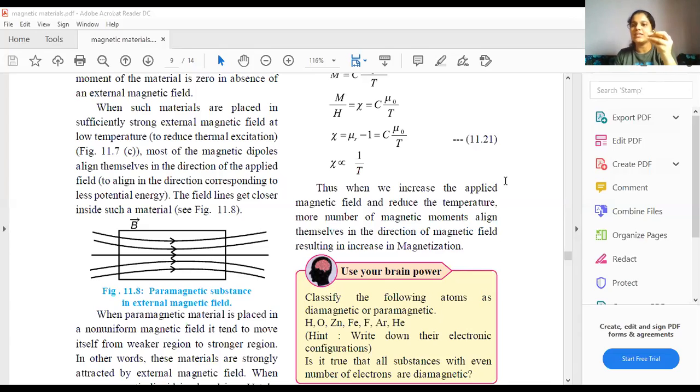If you place a diamagnetic material in a non-uniform magnetic field, what happens? The diamagnetic material will try to move from a stronger magnetic region to a weaker magnetic region because it opposes the magnetic field. Whereas a paramagnetic material, if you place it in a non-uniform magnetic field, will go from a weaker region to a stronger region.